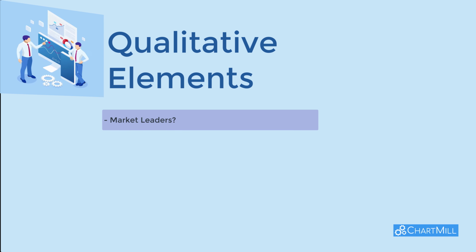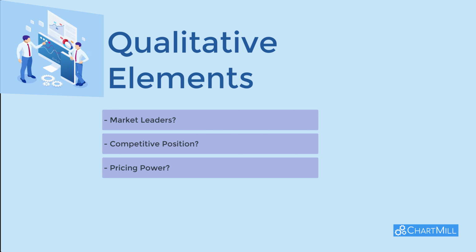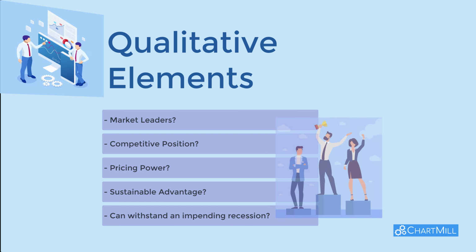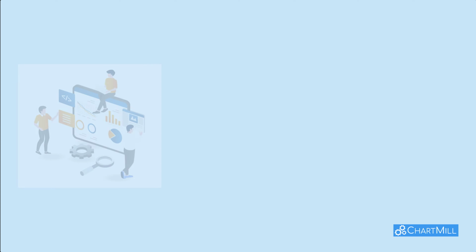Who are the true market leaders? What is the competitive position between them? Which companies possess pricing power or a sustainable competitive advantage? And which companies are best able to withstand a flagging economy? The real winners will be the companies that, despite the negative market sentiment and the temporary slump in prices, continue to score well both quantitatively and qualitatively.